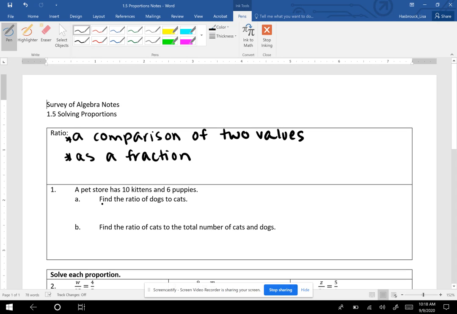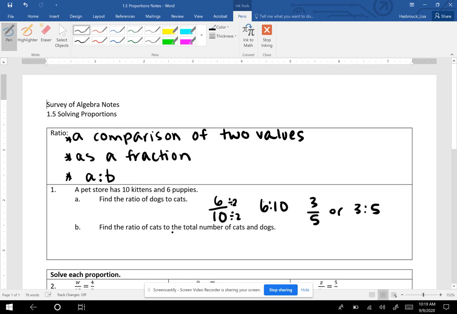So in this first problem here, it says a pet store has 10 kittens and 6 puppies. The ratio of dogs to cats, so it would be the puppies, 6, over the cats, 10. There is also another way that I should have mentioned you can write a ratio, and that's with the 2 dots in between. So we could also do this as 6 with the 2 dots to 10. However, you do want to simplify. So our simplified version, regardless, we would divide top and bottom by 2. So it should be 3/5 or 3 to 5.